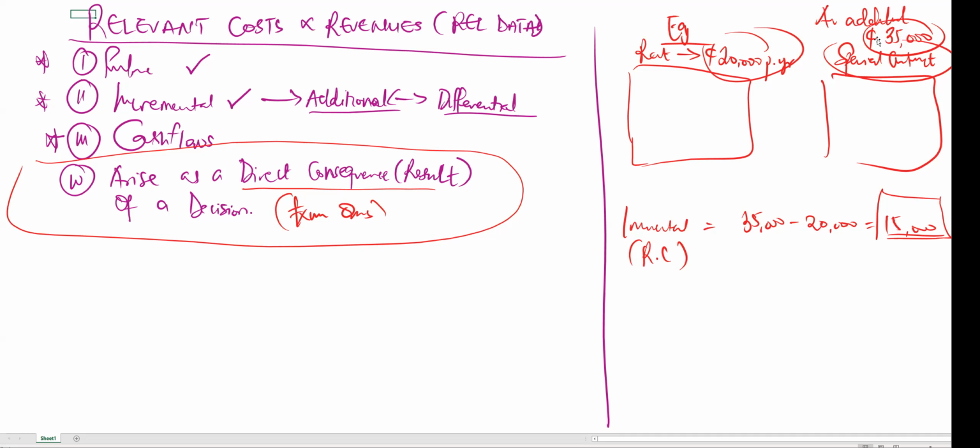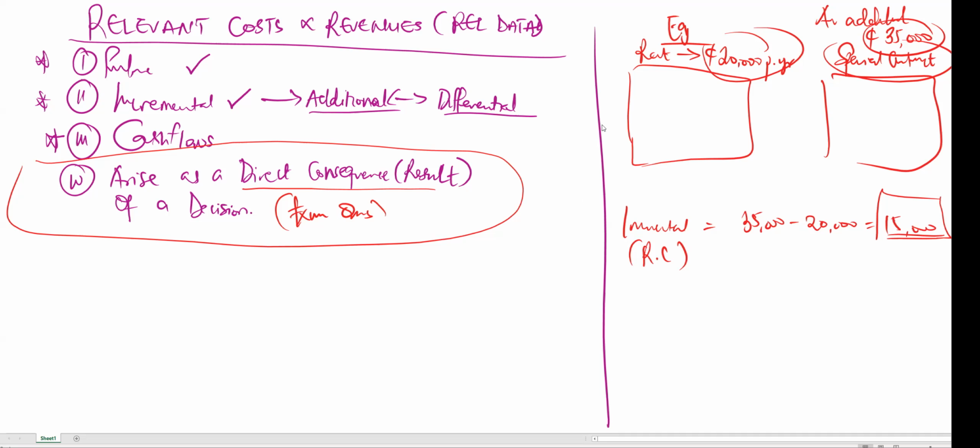Relevant cost and revenue are future incremental cash flows that arise as a direct result or direct consequence of a decision taken. Meaning no decision, no cost. Yes decision, yes cost. Understood? Did it make sense? Yes. So, sir, does it mean that the reverse is true for relevant revenue? No, it's still the same. They all follow the same criteria.